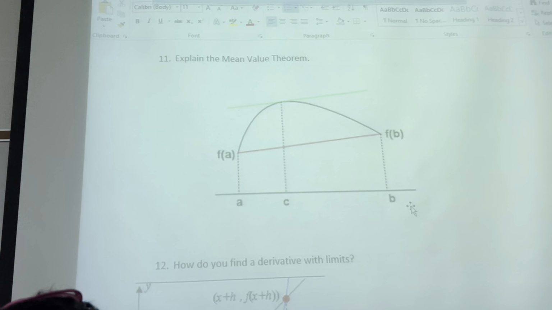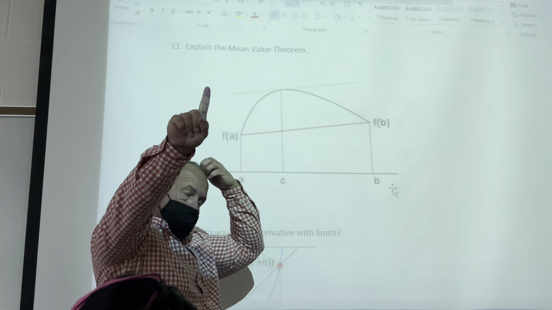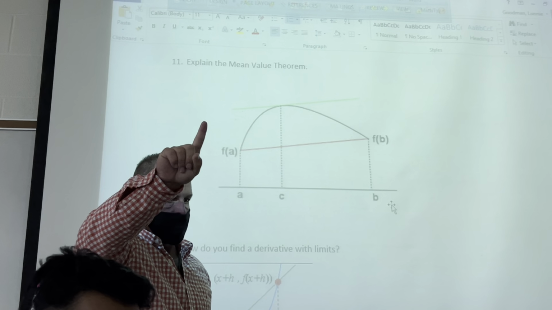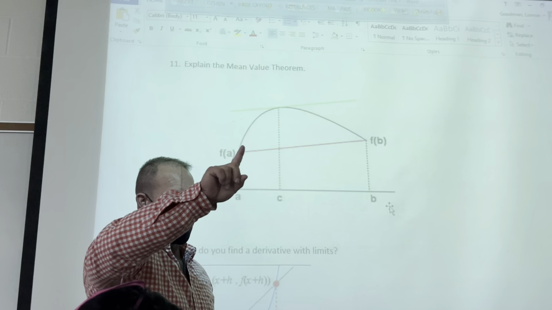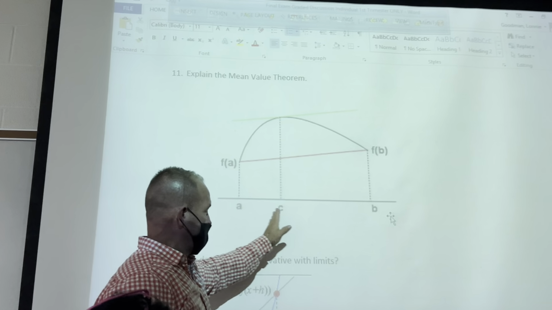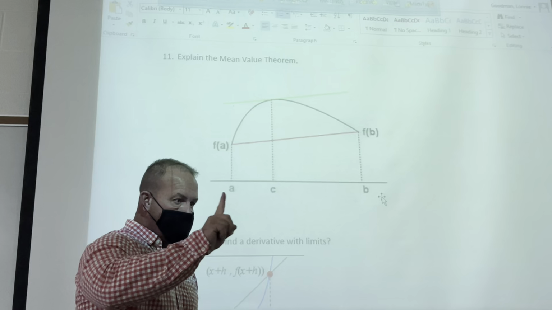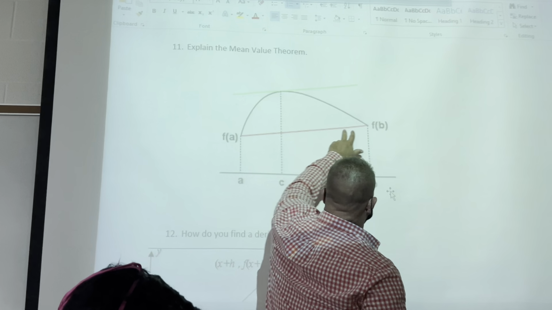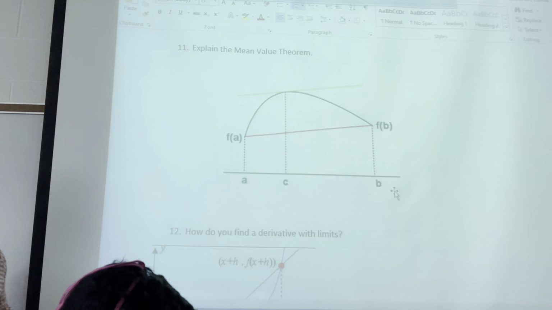Mean value theorem has to have two conditions that are true. Sorry, let me start over. I'm trying to go fast so you guys have time, so let me slow myself down here. For the mean value theorem, the graph has to be continuous over the interval from A to B, and it has to be differentiable over the interval from A to B. If that's true, there exists at least one, there could be more than one, but at least one place where the slope of the secant line, which is the red line, is equal to the slope of the tangent line, which is kind of that ugly green. Okay?